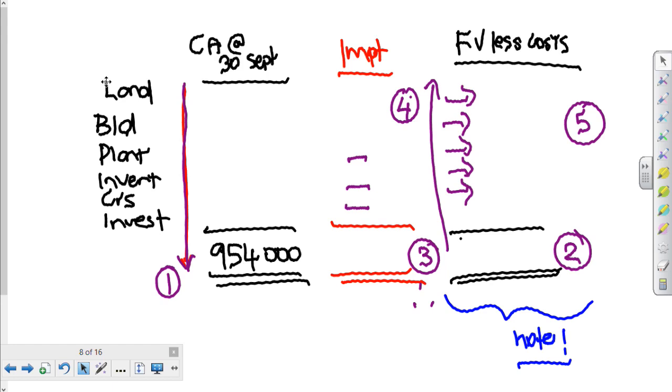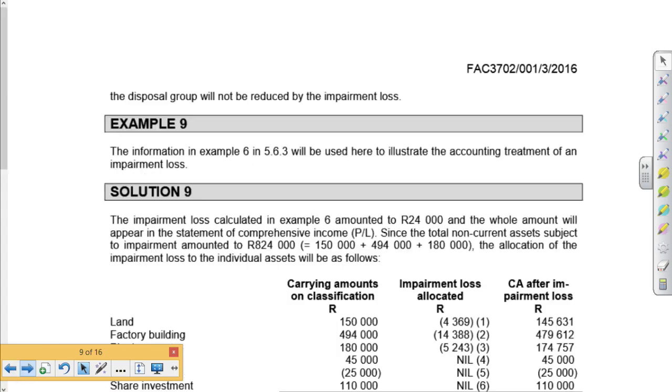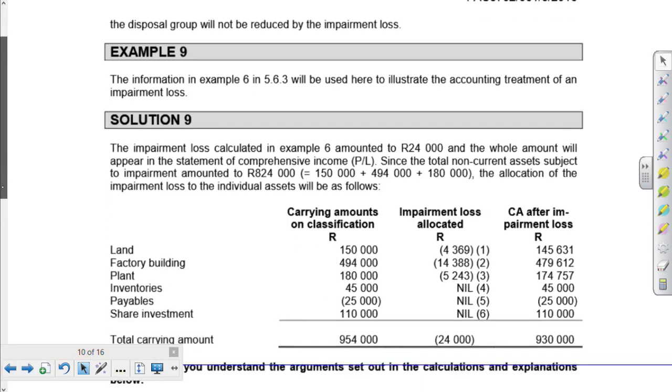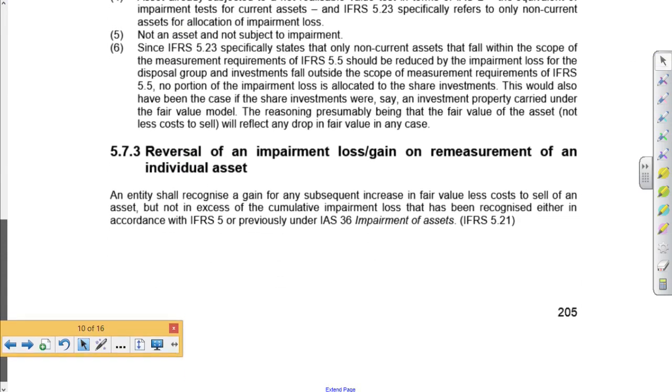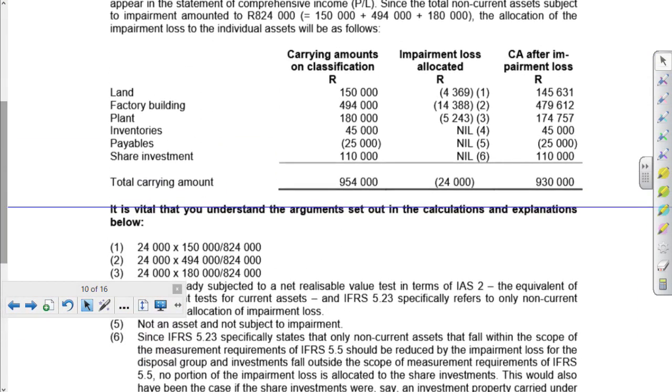Did you get the 954? You did? Okay. In your study guides, if you go all the way to example 9 on page 205, it's this example. I don't know, it starts at 6 and then what are they, like extend it. And if you go to page 205, that's where this example is. And if you look, they get the 954. Then they've got the 930, which was fair value less costs to sell. So these were the steps. Step 1 to get to that. Step 2 was that. Impairment is 24.